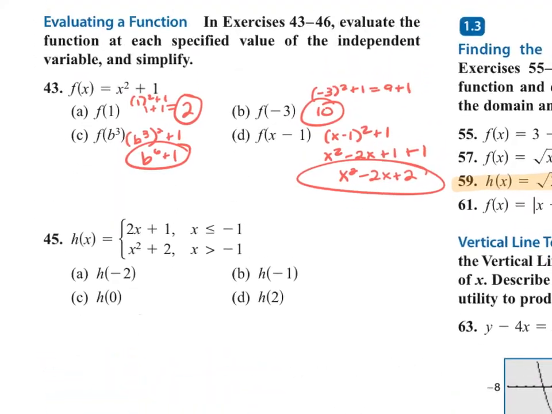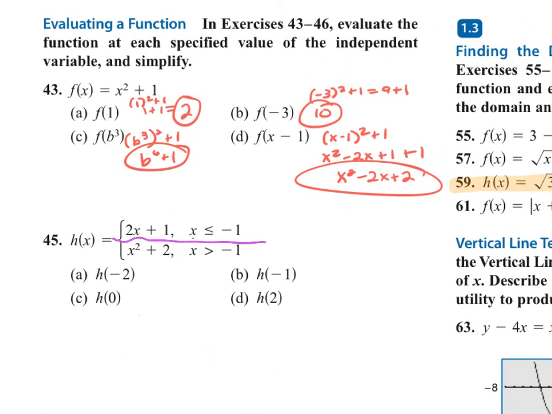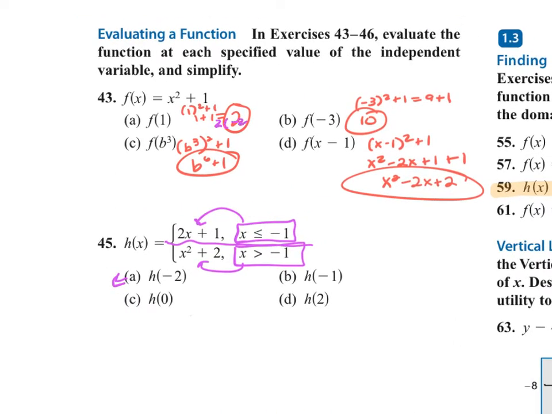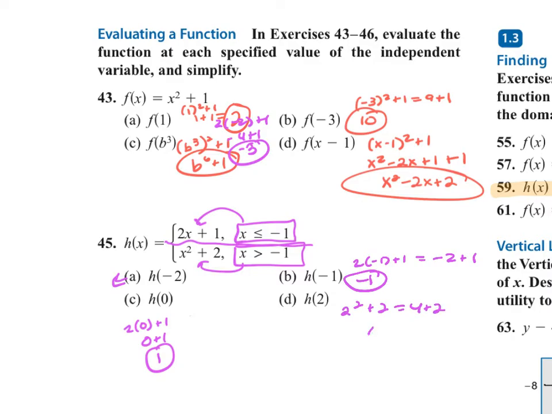This is a piecewise function, right? So now it's saying if x is less than or equal to -1, I'm going to use this one. If x is greater than -1, I'm going to use this one. So for A, -2 is less than, so I do 2 times -2 plus 1, -4 plus 1, which is -3. 0 is also less than, so 2 times 0 plus 1, 0 plus 1, which is 1. -1 is less than or equal to, so 2 times -1 plus 1, -2 plus 1, -1. And 2 squared plus 2, 4 plus 2, which is 6.